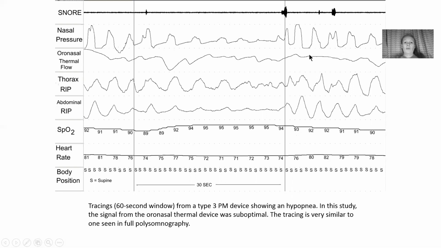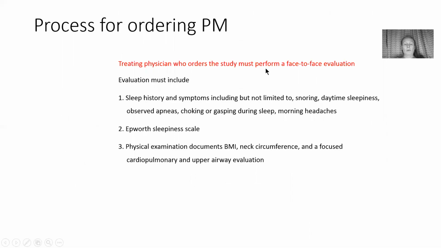My oronasal thermal airflow signal on this example is horrible. You can't really identify anything, so it would be really hard to identify an apnea with such a poor signal. And that's one of the risks you take with portable monitoring, is you can't go in and fix that. You have to work with what you're given.